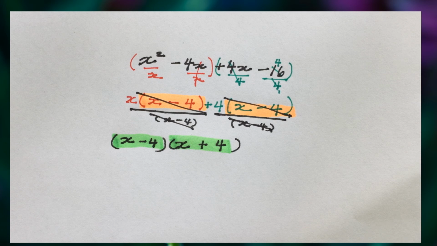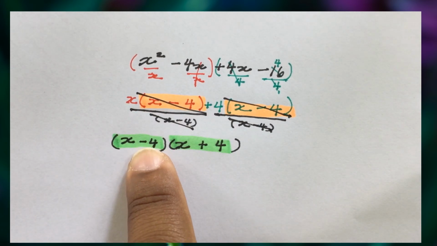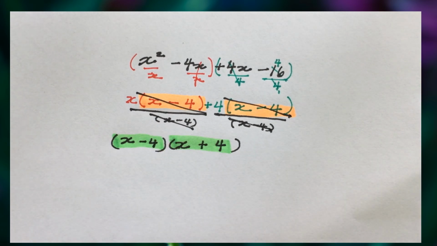This is what is known as a difference of two squares. Notice the difference between the two brackets is that one has a negative in there, and the other one has a positive. Difference.